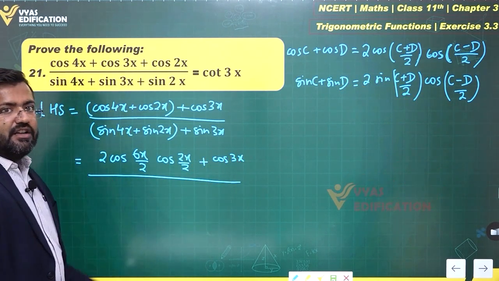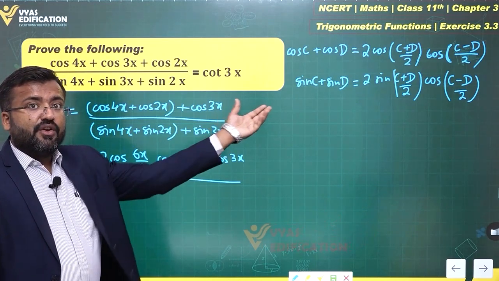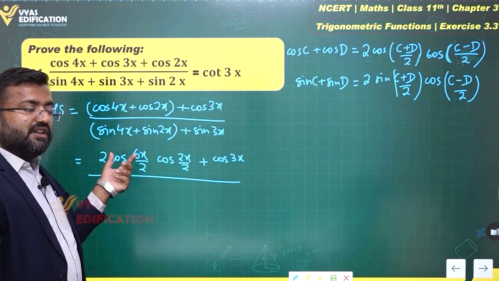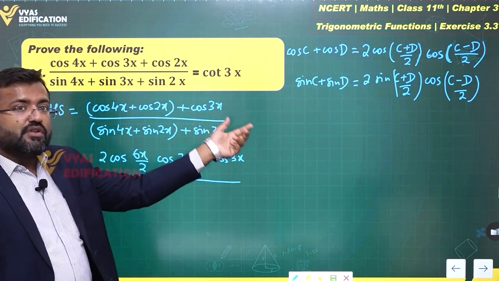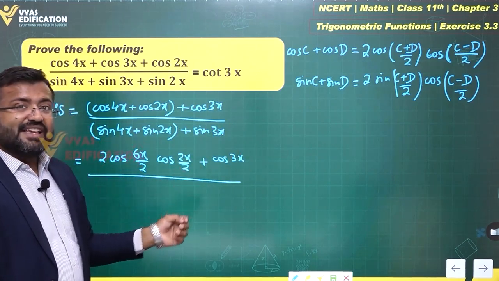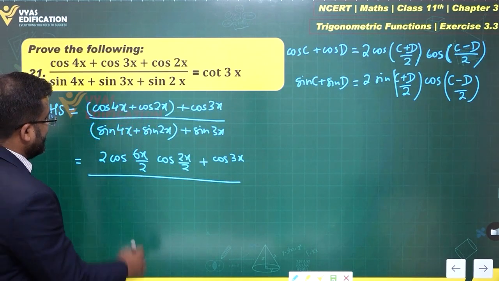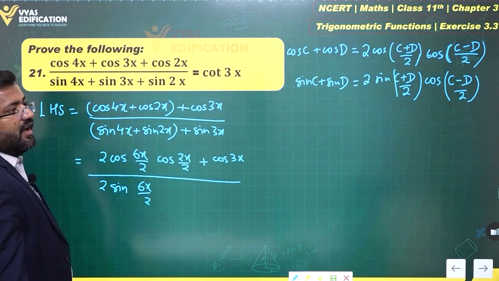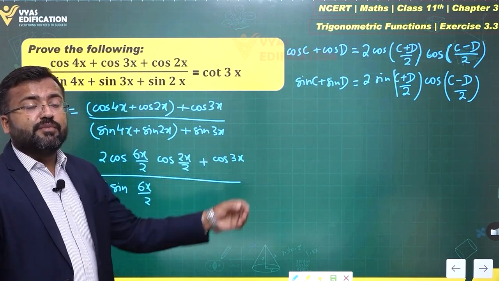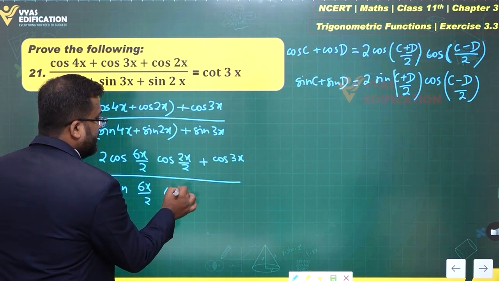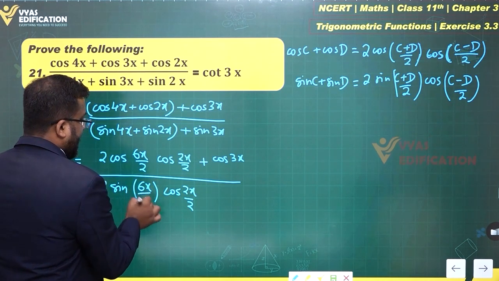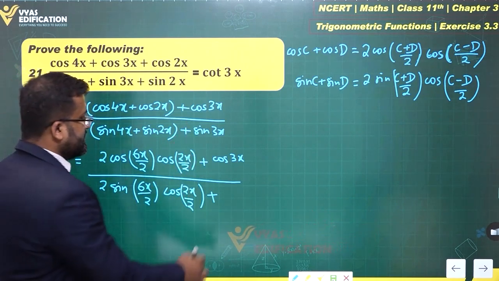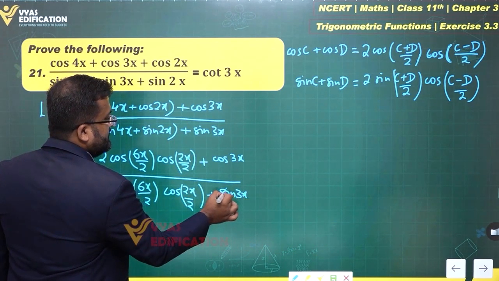What do you have in the denominator? You have sin 4x plus sin 2x. Sin C plus sin D is 2 sin C plus D by 2 cos of C minus D by 2. Sin 4x plus sin 2x will be equal to 2 sin of (4x plus 2x) by 2, 6x by 2, and along with that cos of (4x minus 2x) by 2, which is cos of 2x by 2. These are the angles that you have over here, plus there's another term in the denominator which is sin 3x. Let it remain as it is.